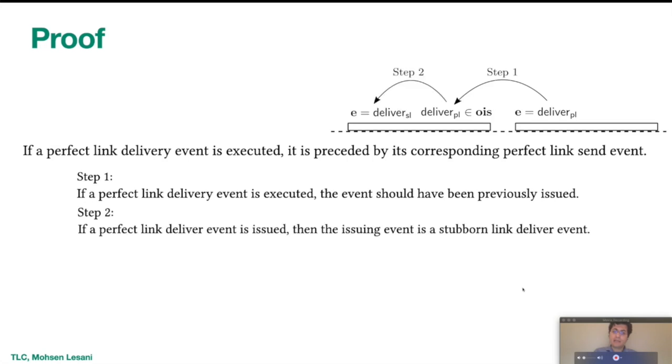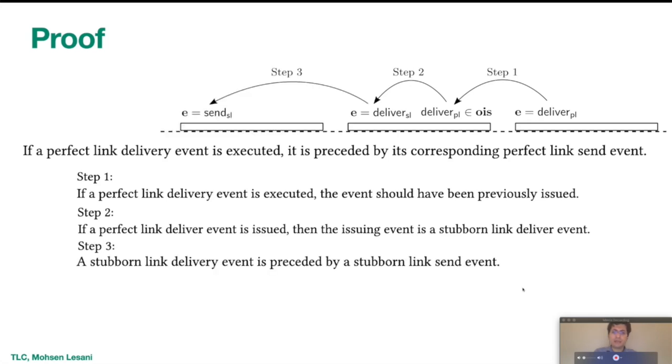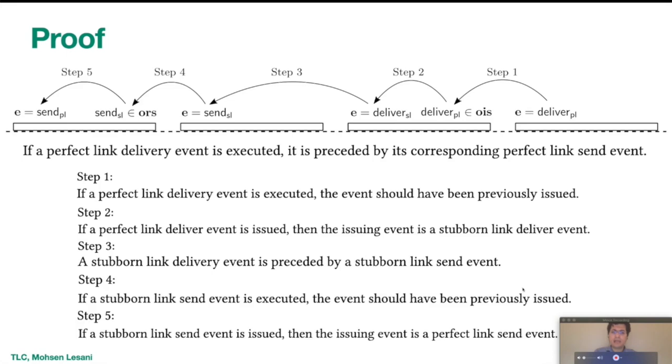Then step 2 shows that if a PL deliver event is issued, it is issued by an SL deliver event. And step 3 uses the lowered specification of the no-forge property of the SL subcomponent: every SL deliver event is preceded by an SL send event. And the other steps are similar. By transitivity of precedence, we get the no-forge property for PL.